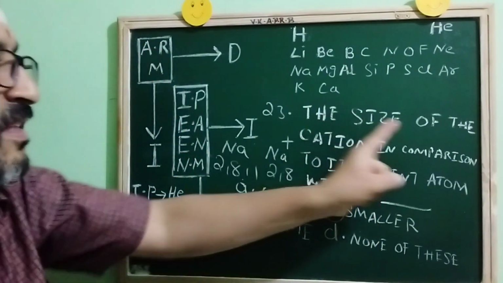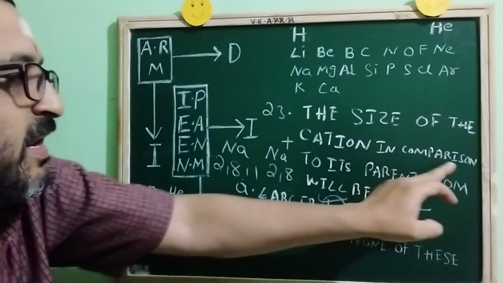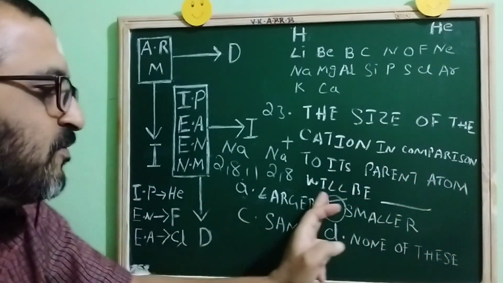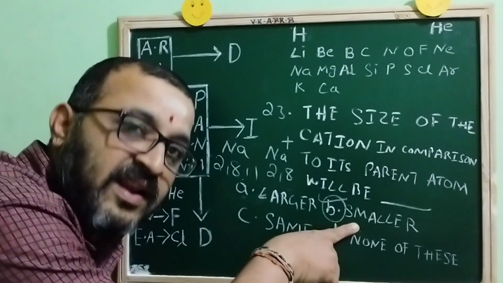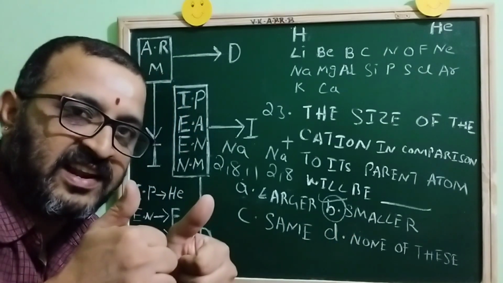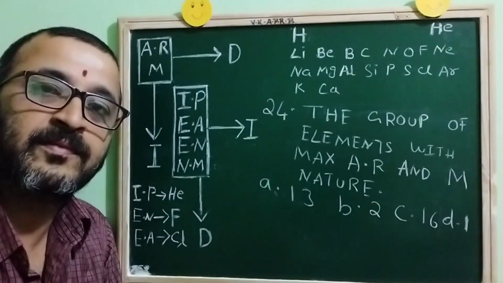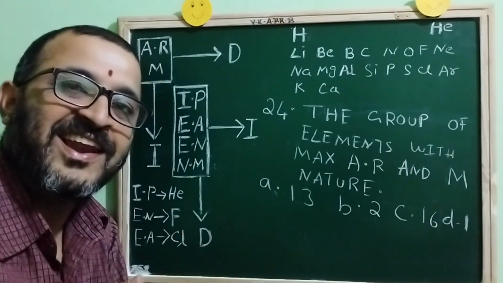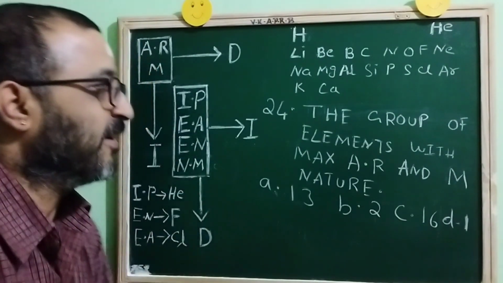That is, the size of the cation in comparison to its parent atom will be what, children? Smaller. Is it clear, children? Okay, children, let us proceed with the next question.